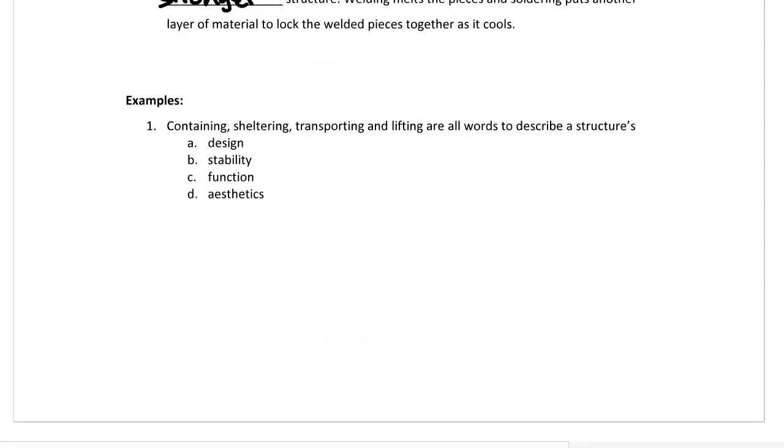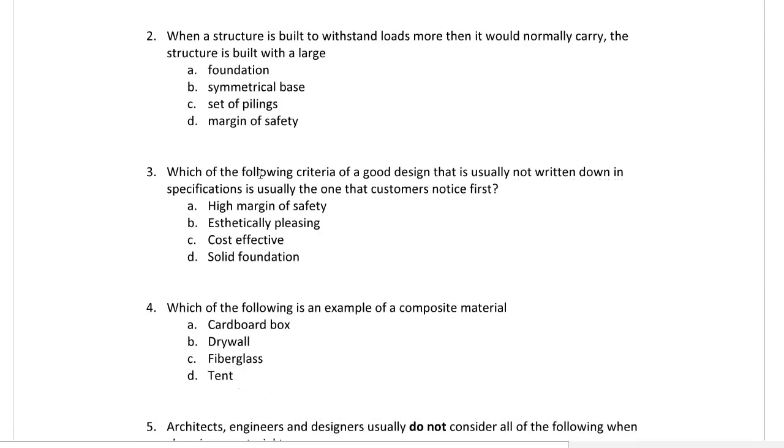So let's take a look at a few examples just to wrap things up. Containing, sheltering, transporting, lifting, describe what? That's right, it will be the function. Taking a look at number 2, when a structure is built to withstand loads more than it would normally carry, the structure is built with a large A, B, C, or D. That's right, D, margin of safety. Number 3, which of the following criteria is a good design that is usually not written down in specifications, but is one that the customers notice first? A, B, C, or D? That's right, aesthetically pleasing. The thing here is that they notice first. They're going to notice how it looks first.